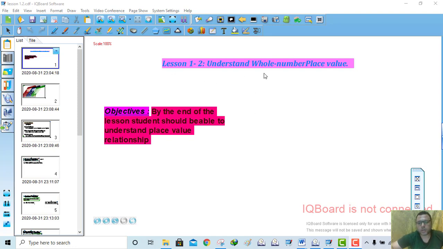1-2. Understand whole number place value. Our objectives for today. By the end of the lesson, students should be able to understand the place value relationship.